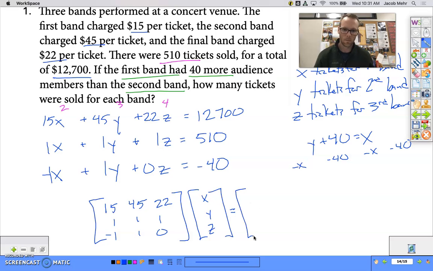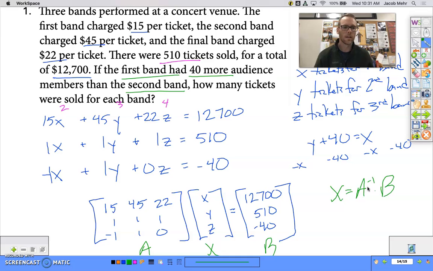equals 12,700, 510, negative 40. Matrix equation is set up. Remember that this is A, this is X, this is B, and we solve for X by taking A inverse times B. So now it's time to grab the calculator.